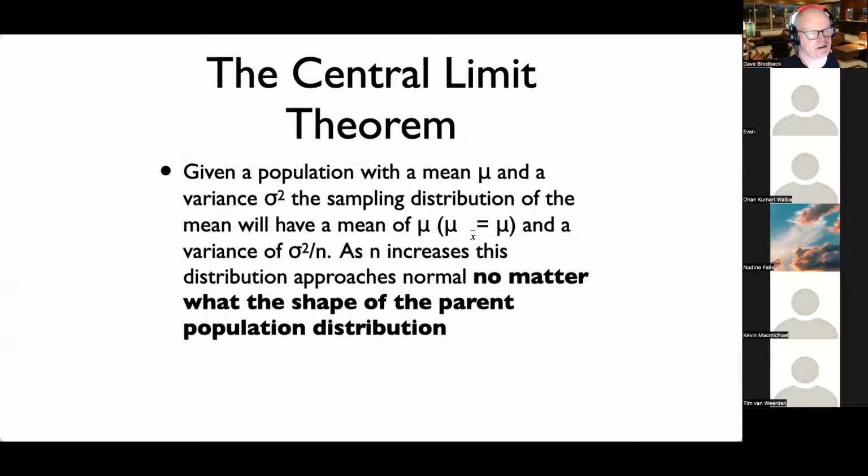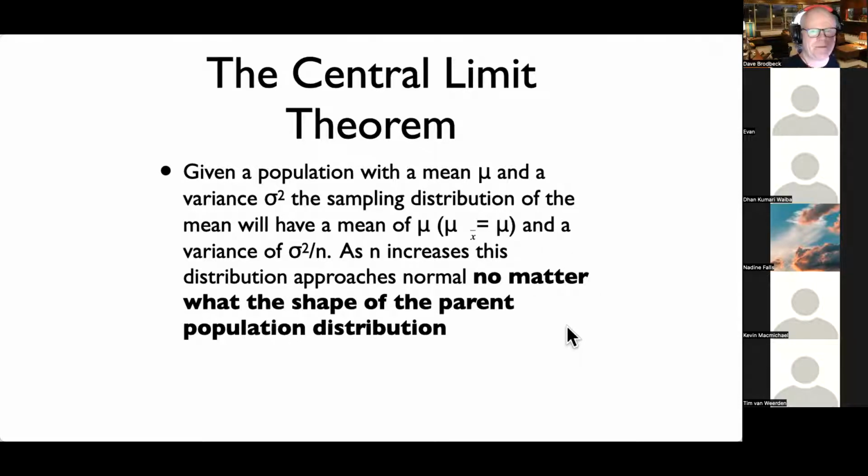The central limit theorem says given a population with a mean mu and a variance of sigma squared, the sampling distribution of the mean will have a mean mu, that is, mu sub x bar equals mu. In other words, the sampling distribution of the mean's mean will be the same as the variable's population mean. And it'll have a variance of sigma squared divided by n. And as n increases, this distribution approaches normal, no matter what the shape of the parent population distribution. Note what I've bolded here. This is really cool.